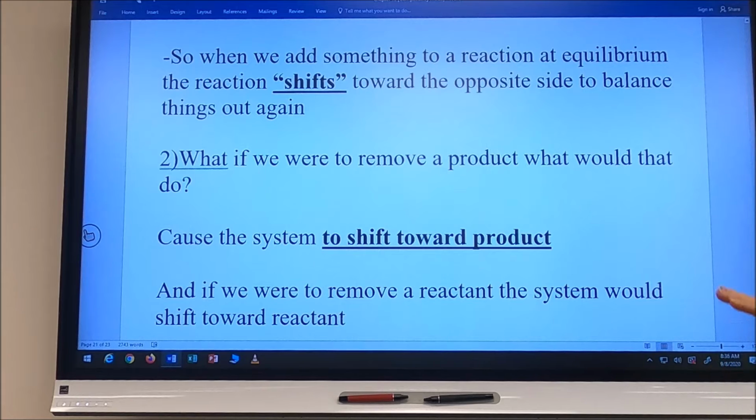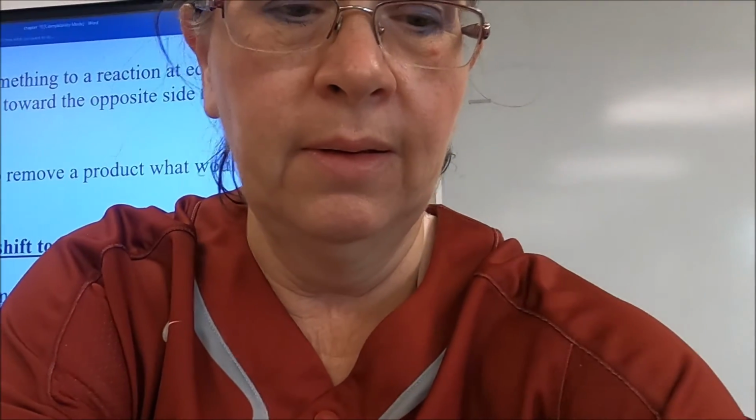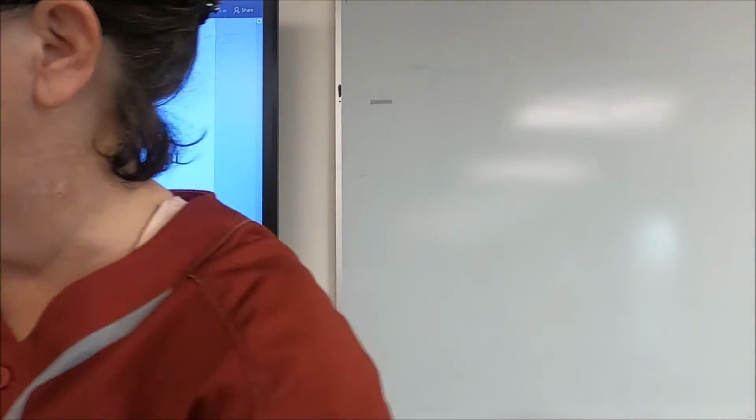So when we add things, we cause a shift toward the opposite side. When we remove things, we cause a shift toward the side where we remove the material. Okay? So we're going to look at a nice little problem out of the book. We're going to look at problem 15.14. Okay, let me shift you over here, guys, so we can get a look at the board.